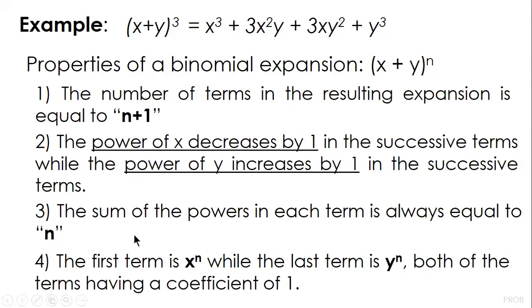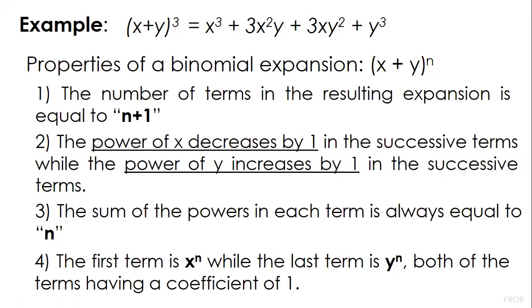And then the last property: the first term is x raised to n, while the last term is y raised to n. Both of these terms have a coefficient of 1. So, make these properties your guide so that it is easy to expand a binomial.